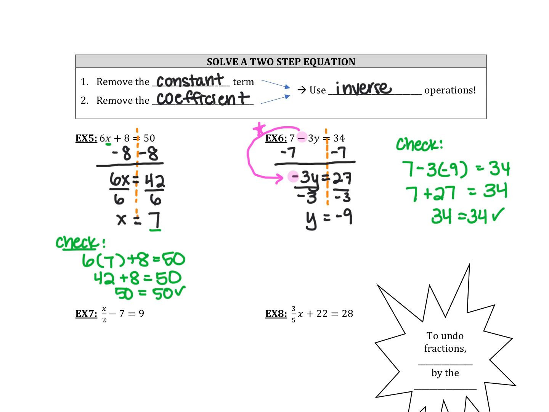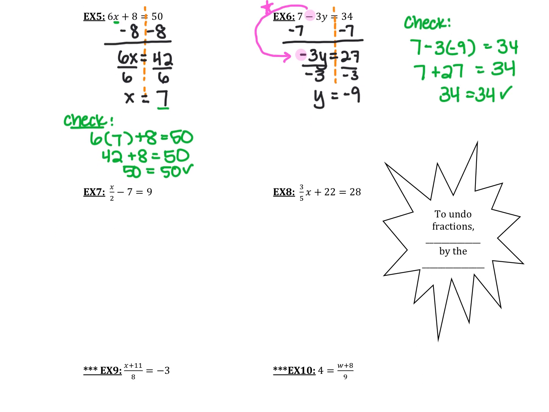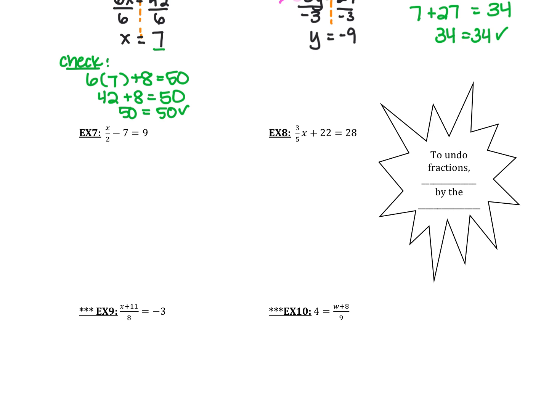All right, if you didn't feel comfortable before, maybe hit pause again and see if you can try 7. All right, let's check back with 7. I'm going to put my undo or my balancing scale line. And the first thing I'm going to undo is this minus 7. So to undo a negative 7, I'm going to add 7 to both sides. So we get x over 2 equals 16.